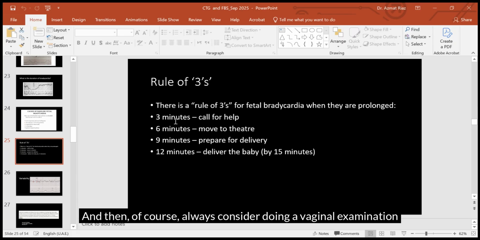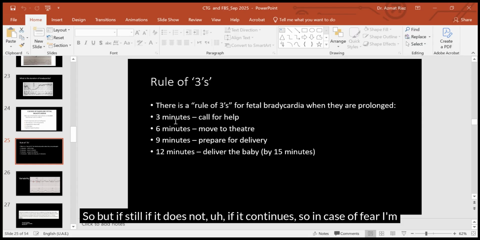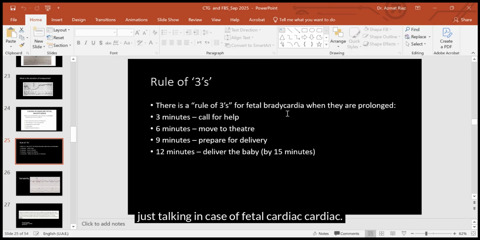And then, of course, always consider doing a vaginal examination if there is no contraindication. For example, if there is no major placenta previa, then of course we always perform a vaginal examination. But if it continues, I'm just talking in case of fetal bradycardia, okay? At 3 minutes, call for help.